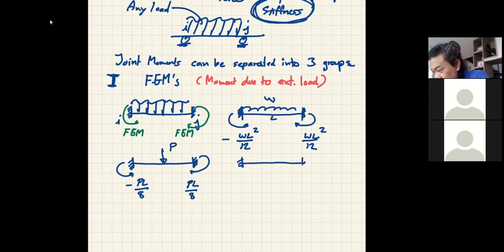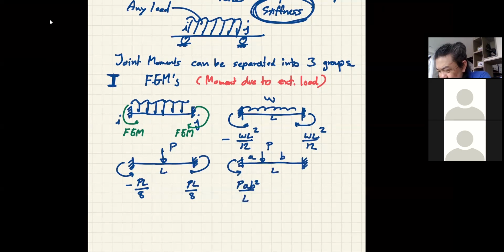And fixed, always fixed, because we are talking about moment due to load alone, not due to rotation or joint translation. Say P is somewhere. And this is A, this is B, and the length is always L. This moment will become P A B squared over L squared. This is common because you can have point load anywhere on the structure, right?